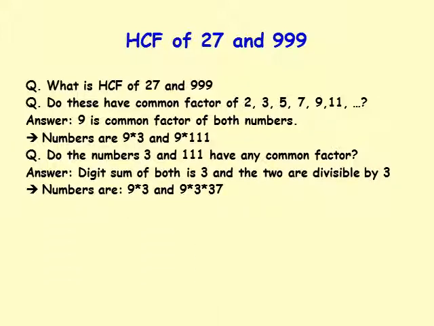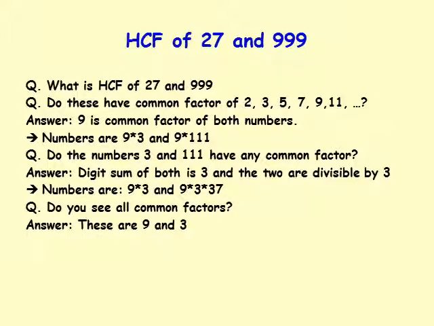So we have the first number as 9 times 3, and the second number as 9 times 3 times 37. Okay, let's continue. Do you see all the common factors now? You better see, because 37 is a prime number, and it's not in the first number.